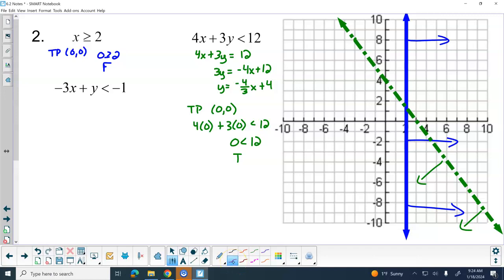And then lastly, we've got this one. I'm going to treat it as negative 3x plus y equals negative 1. So y is going to equal 3x minus 1. So I'm going to go here, and then 1, 2, and 3 there, and repeat 1, 2, and 3 for each step. That's also going to be a dashed line.